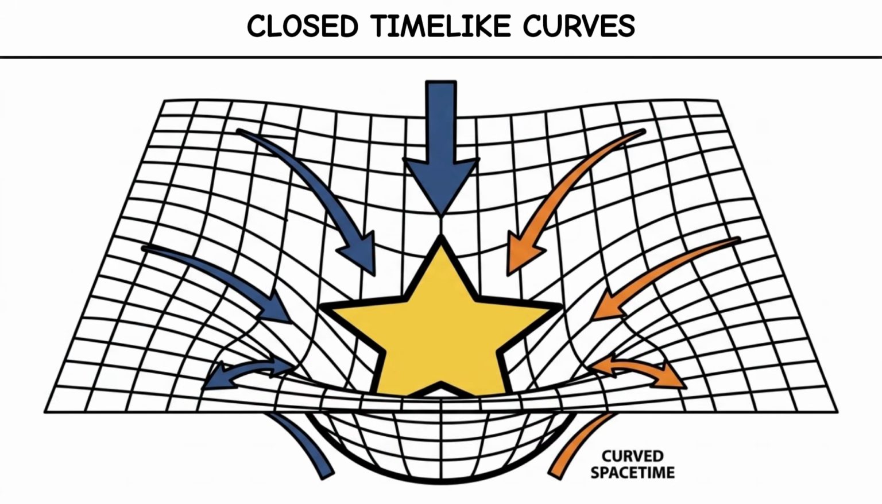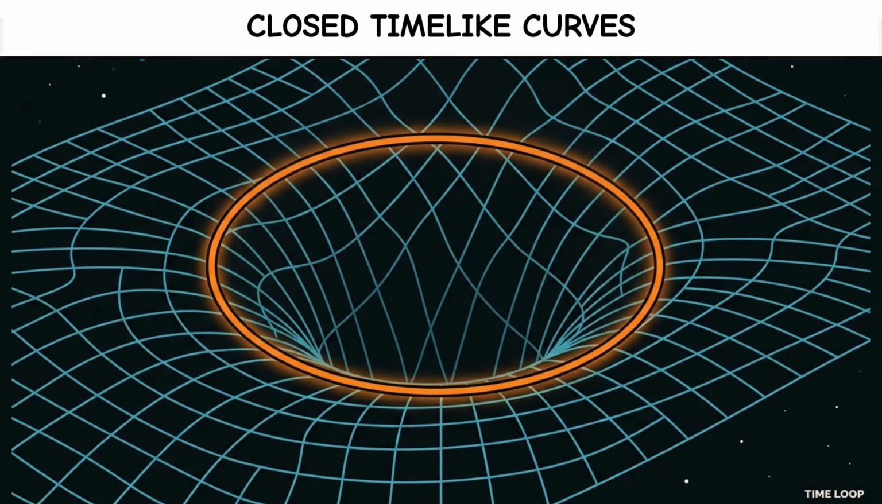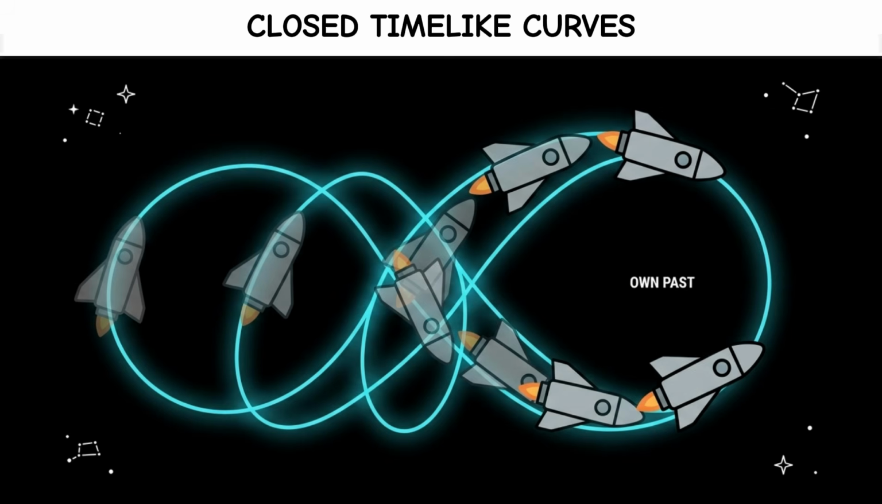Einstein's field equations describe how mass and energy curve spacetime. Solve those equations for certain exotic configurations, rotating black holes, cosmic strings, traversable wormholes with their mouths in relative motion, and you get something called a closed timelike curve, a path through spacetime that loops back on itself. Follow it forward in your own proper time, obeying every local law of physics at every step, and you eventually arrive back at your own past.